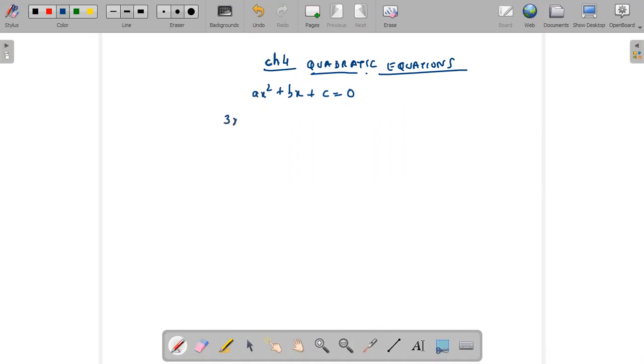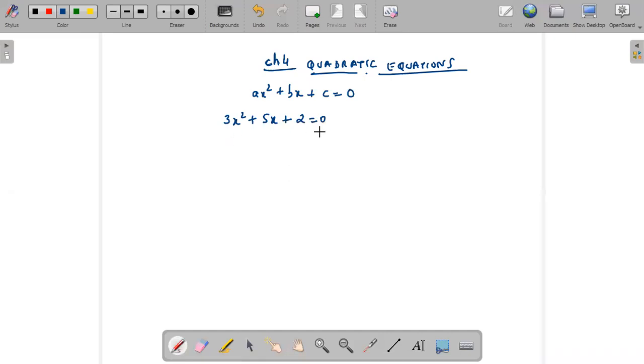So if you are having an equation 3x squared plus 5x plus 2 is 0, this is definitely a quadratic equation. Because it's in this format, the highest power of x has to be 2, and that is why it is called quadratic, and it is an equation because it is equal to 0.